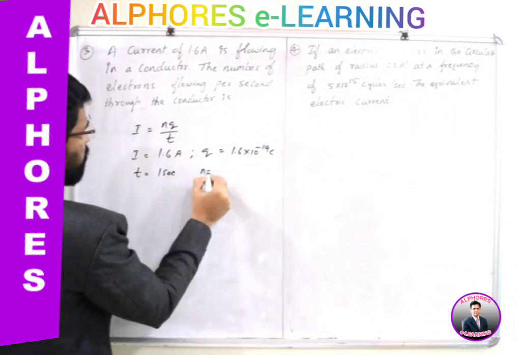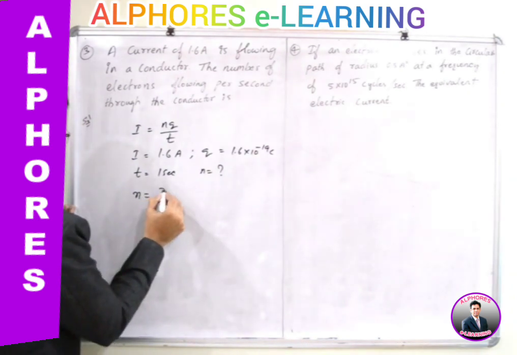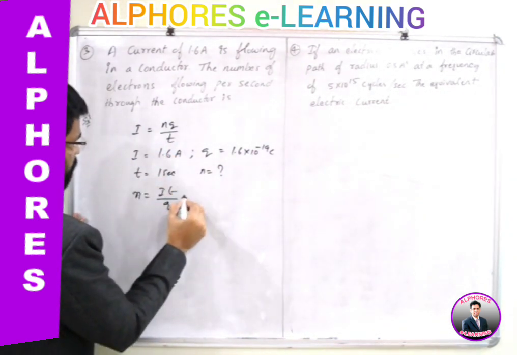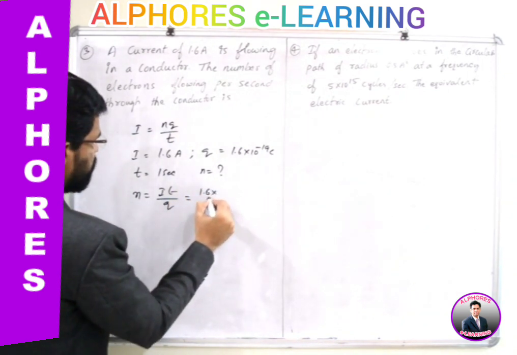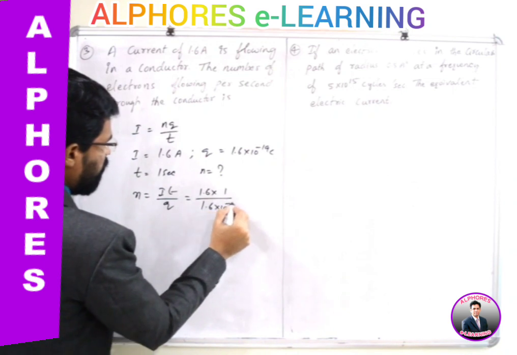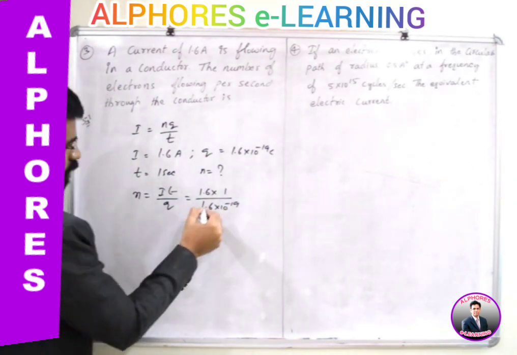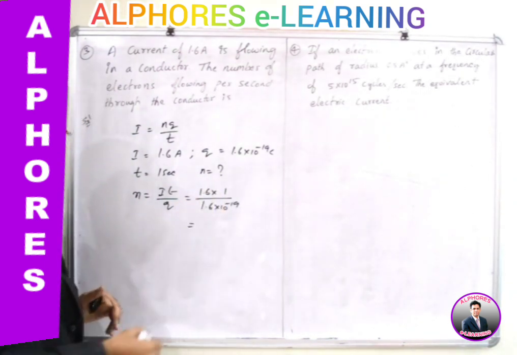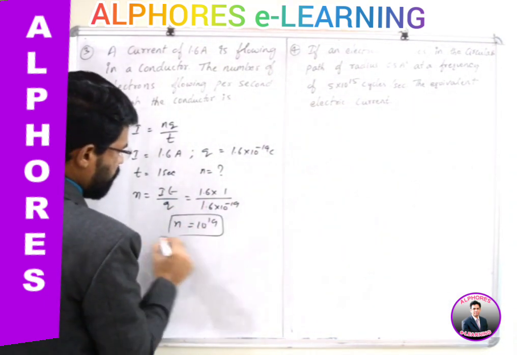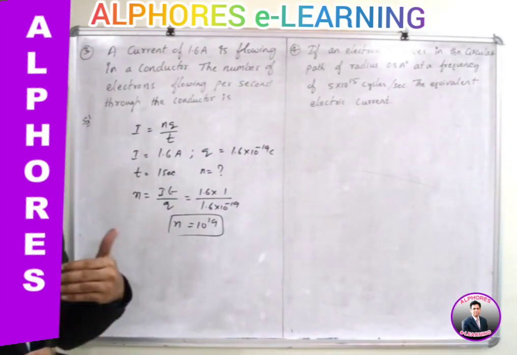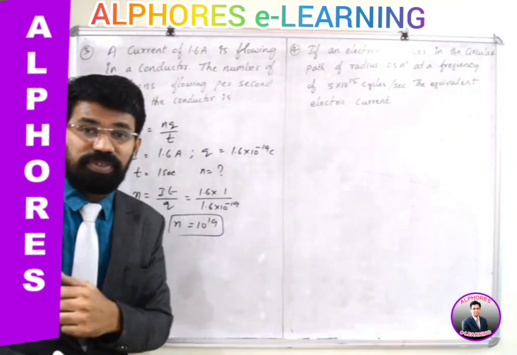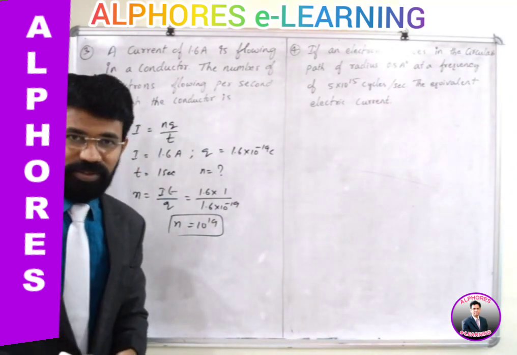So what do we have to find out? The n value. From this equation, n is equal to It by q. I is 1.6, time is 1 second, divided by q, which is 1.6 into 10 power minus 19 coulombs. 1.6 gets cancelled. If this 10 power minus 19 is taken to the numerator, we get 10 power 19. So the number of electrons flowing with this current of 1.6 amperes in 1 second is 10 power 19 electrons.